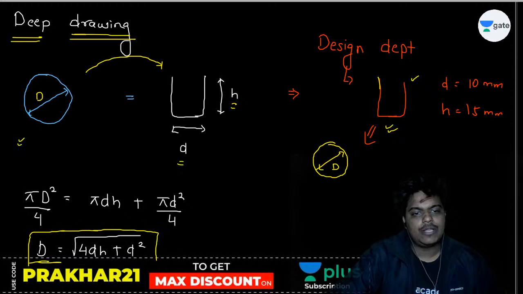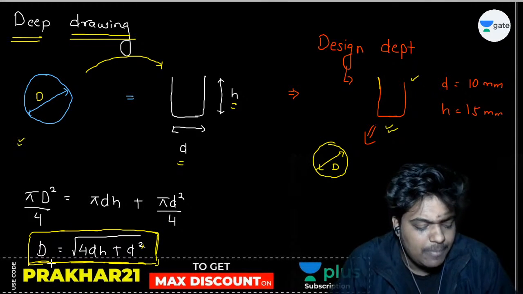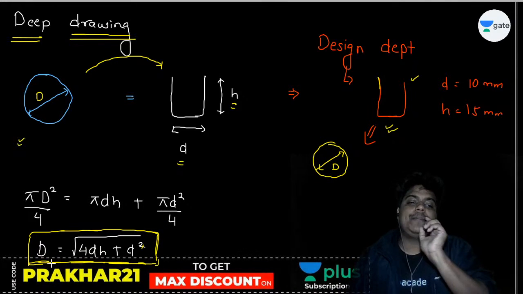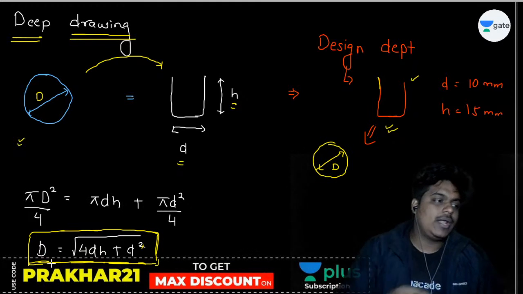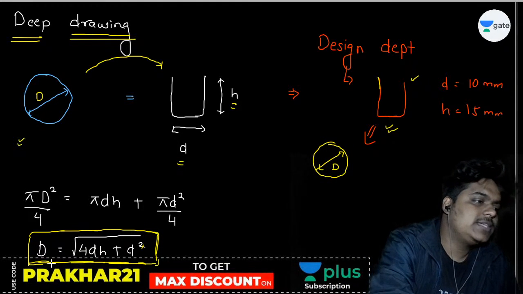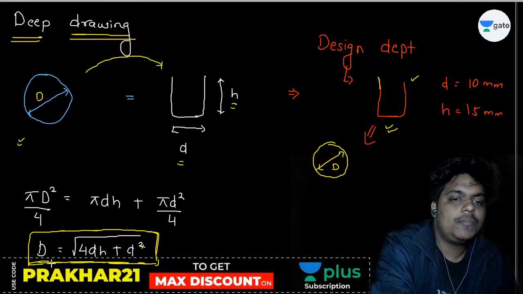What should be the diameter of the blank that you are going to use to make a particular cup? Is it clear to all of you? Please note it down.